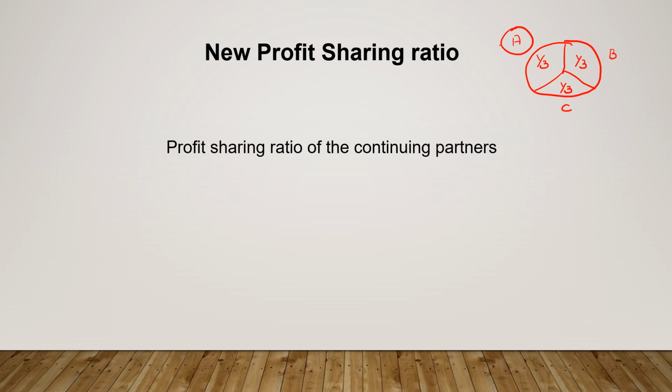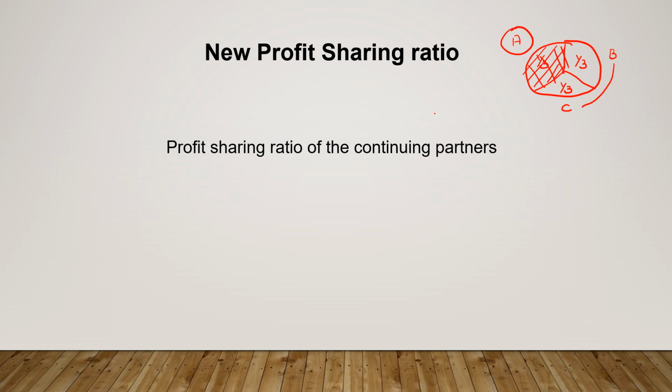Suppose A retires. So what happens after A retires and leaves the firm and his dues are paid off? This particular 1/3 share which he was getting is now available to the remaining partners, that is to B and C. So now the profit which is earned henceforth would be divided between B and C. So now who will get how much out of this share? For that purpose, we are computing the new profit sharing ratio.